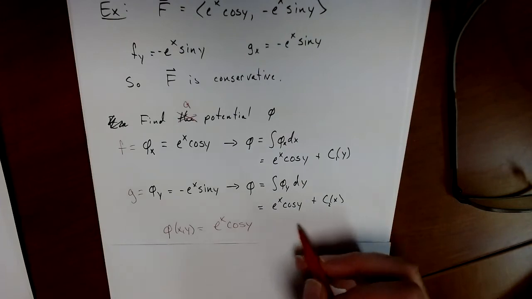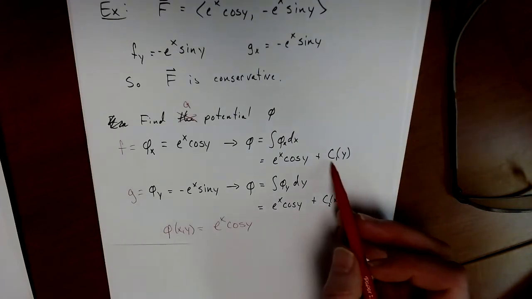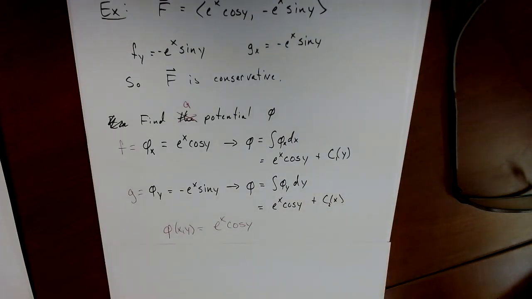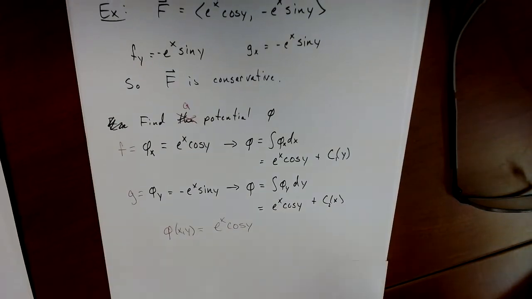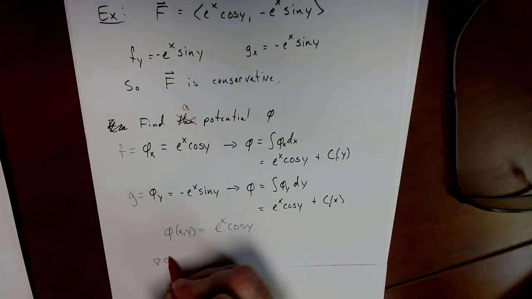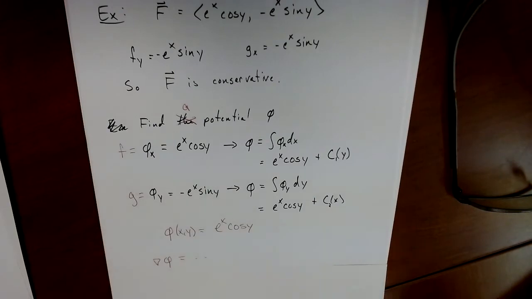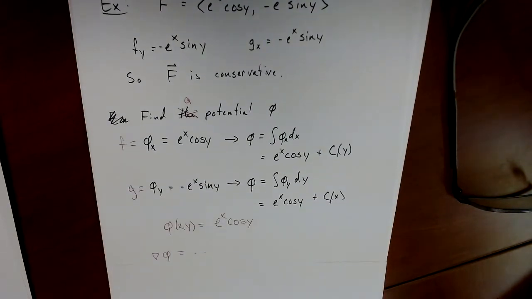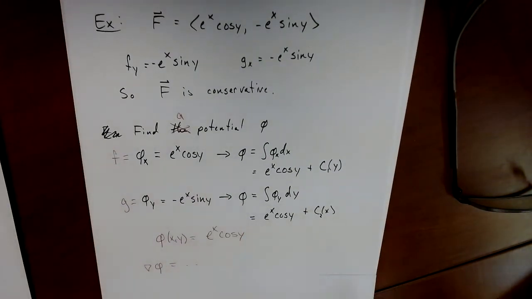Now we could put like plus 2 because a function that depends only on x or y could be a constant, but that's what I meant when I said you get to pick any constant you want, so why not pick a 0? So this potential here, phi of x y equals e to the x cosine y works, and you can double check that if you want by just computing del phi. Right, if you compute del phi, then you're going to quickly get back to the f that we started with. So that's the process I use to find the potential.